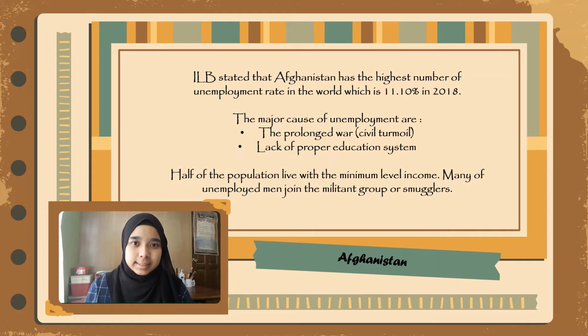Employment rate in Afghanistan. Based on the International Labour Organization, ILO, Afghanistan has the highest unemployment rate in the world, which is 11.10% in 2018. After 2 years, the rate has increased by 0.06%. The latest, December 2020, Afghanistan unemployment rate is 11.7%. The major cause of unemployment in Afghanistan is prolonged war and lack of a proper education system.